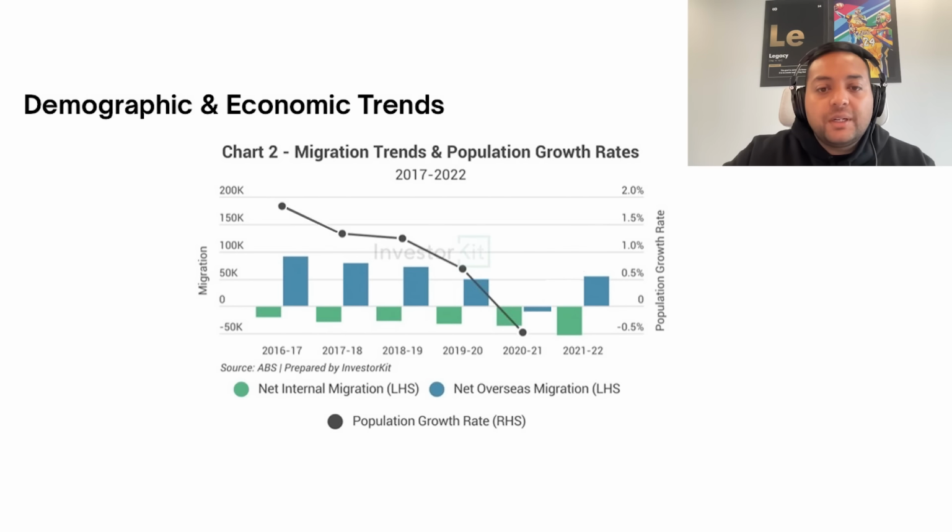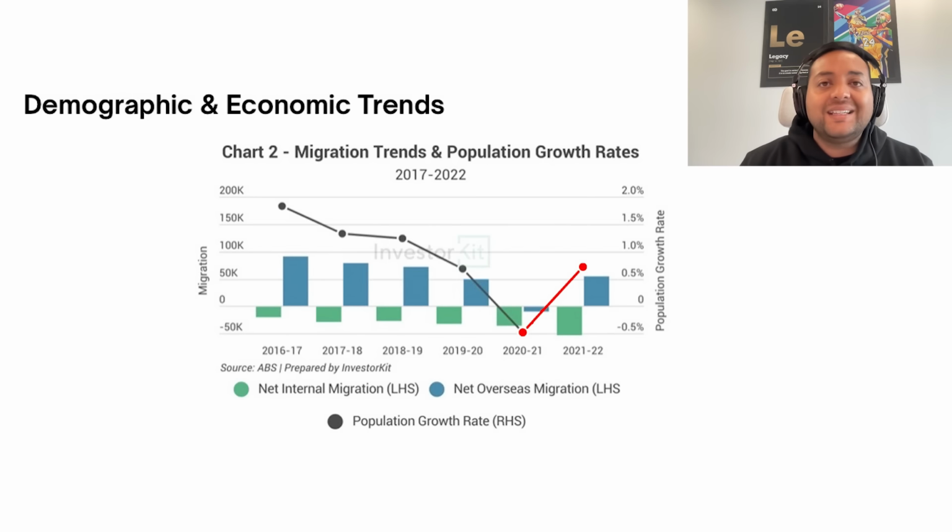And this is where we see things happening. Demographic and economic trends. So I think the key thing is Sydney has been losing residents to other parts of the country, but this is not new, right? Sydney's always had pretty crappy internal migration. The overseas migration has been very solid, and we're seeing the rental markets explode as a result of that.